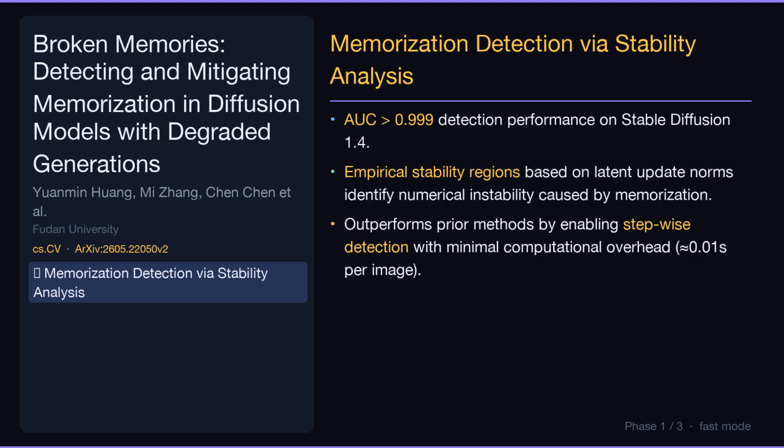Contribution 1. Memorization detection via stability analysis. AUC greater than 0.999 detection performance on Stable Diffusion 1.4. Empirical stability regions based on latent update norms identify numerical instability caused by memorization. Outperforms prior methods by enabling stepwise detection with minimal computational overhead, approximately 0.01 seconds per image.